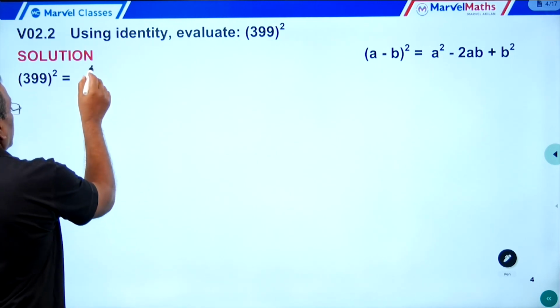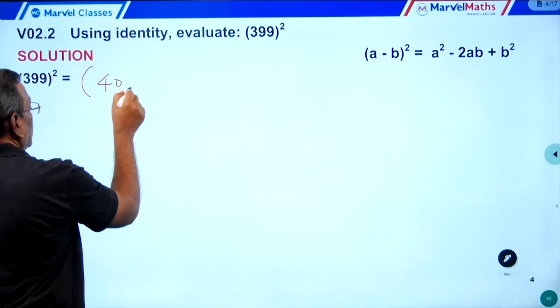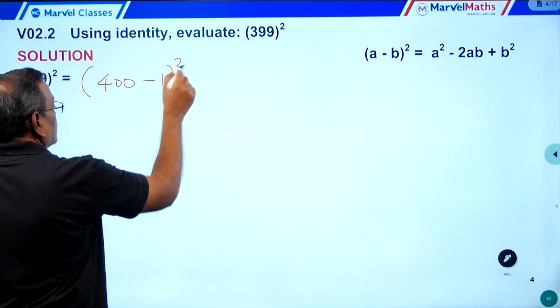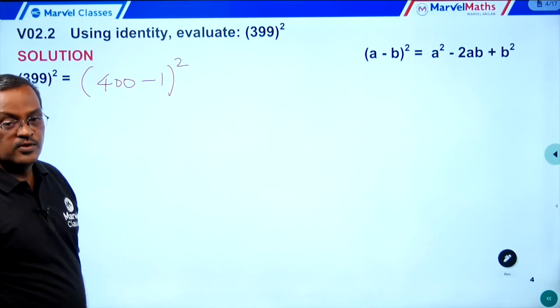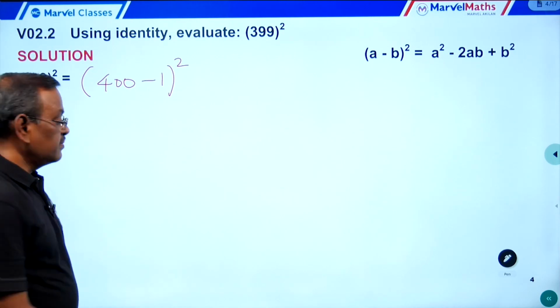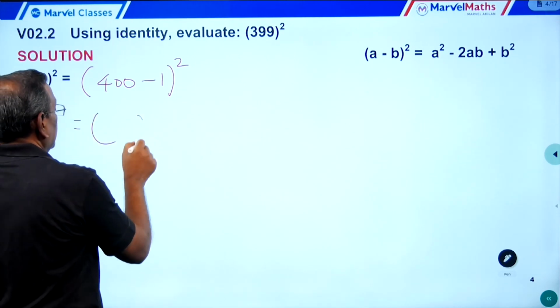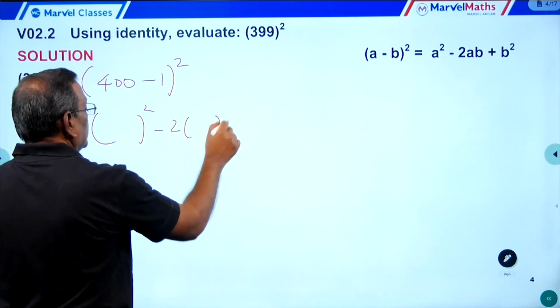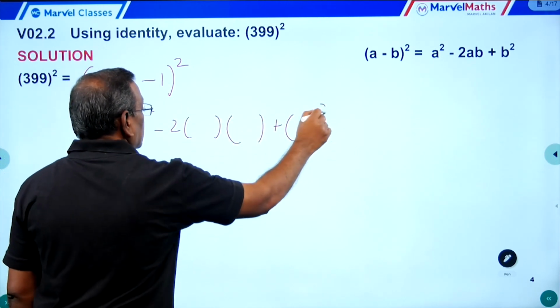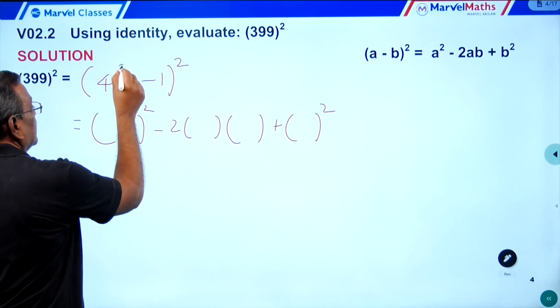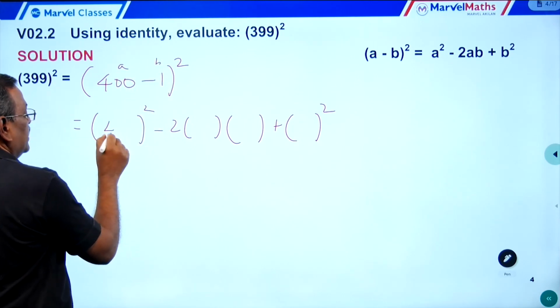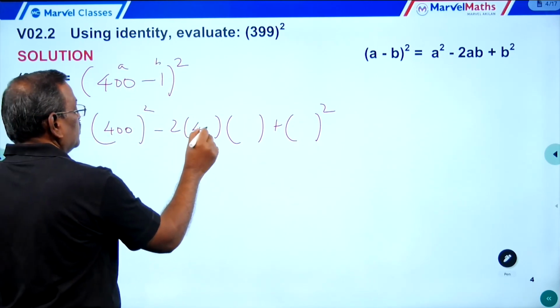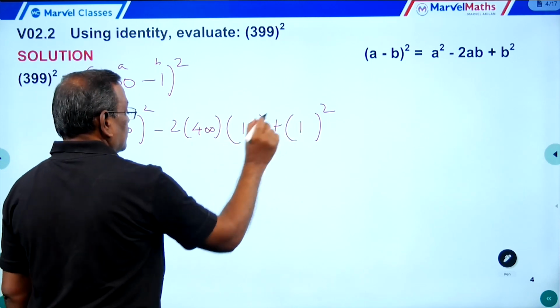Now based on the second identity, 399 whole square. You can rewrite this as 400 minus 1 the whole square. Clear? Again write the empty bracket method. So what is the empty bracket method? a square minus 2ab plus b square. So what is a? This is a and this is b, correct? So a is 400 and b is 1.